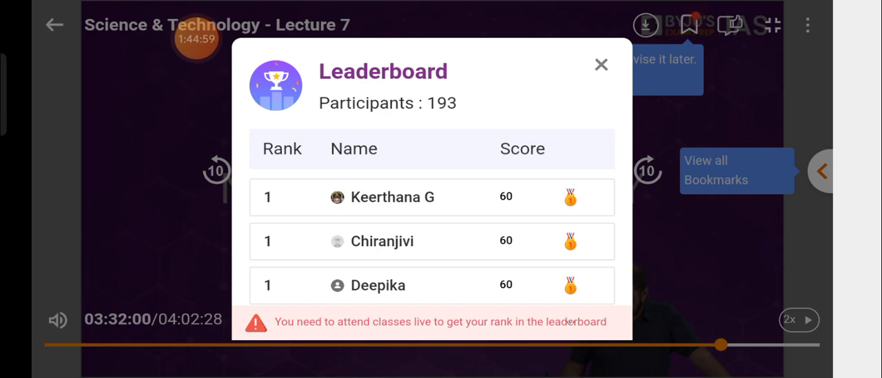Apart from NCERTs, which book should we prefer for science and technology? None of the above. No other book is required because otherwise it's very distributed. The subject is very distributed. A book does not help there.